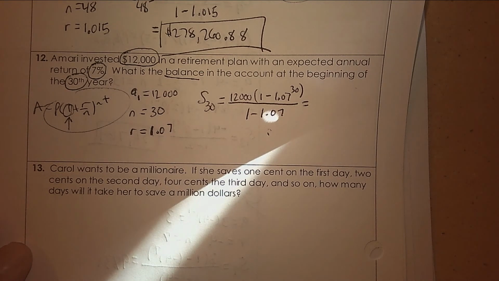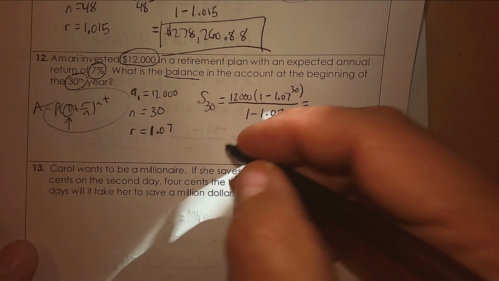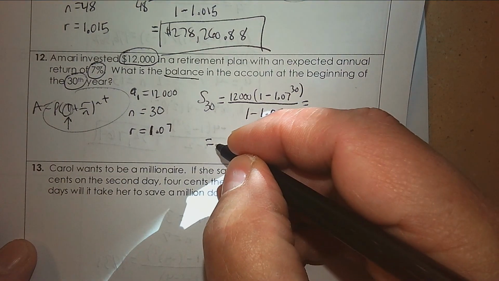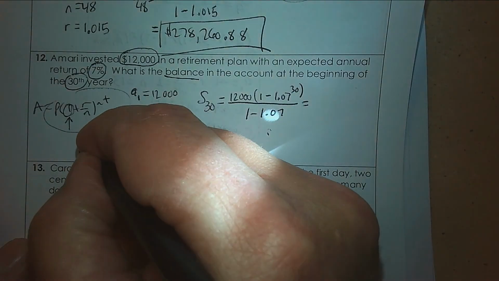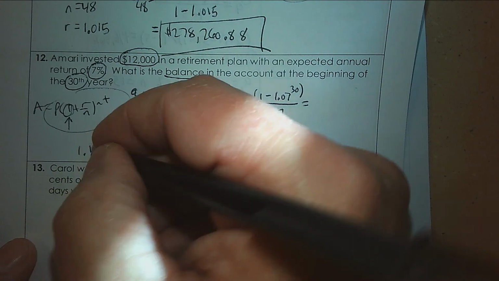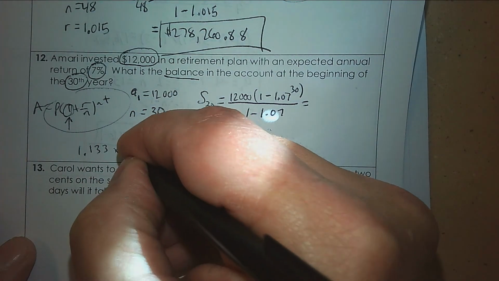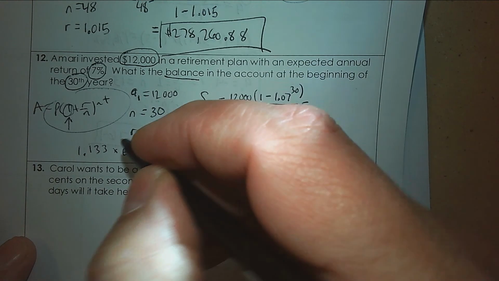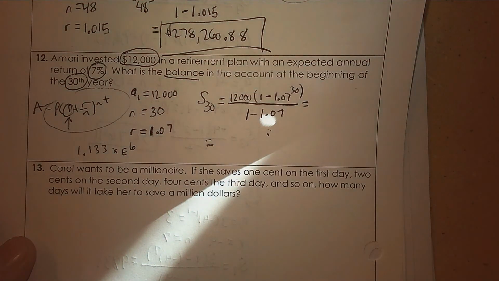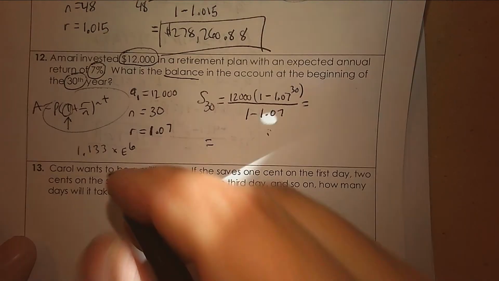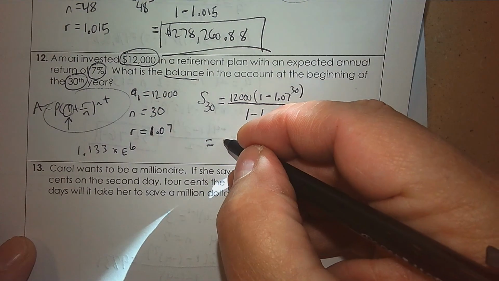All right, so how much money? That's a lot, right? You got an E. Did you get 1.133 or something like that? Is that what you got? And then E to what number? Do you know how many places you have to move the decimal to the right? 6. Can you move it 6 to the right?